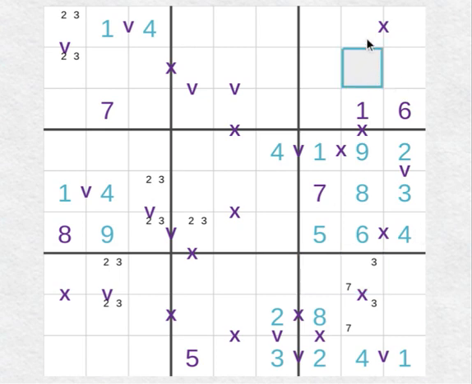This domino cannot be 1 and 9 because of this one. It cannot be 6 and 4 because we have this 6 and this 4. And we know it cannot be 7 and 3 because of the 7 and 3. So it must be 8 and 2. And this 8 lets us know that 8 is in here. That's a 2. 2 goes there. That's 3.